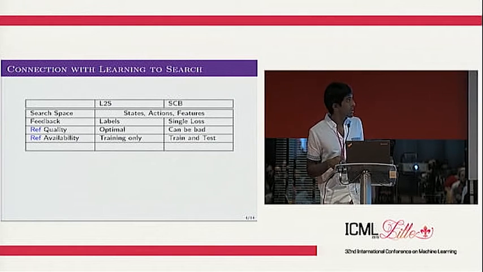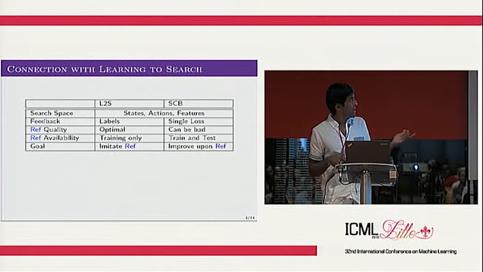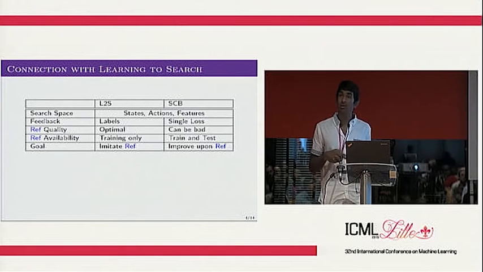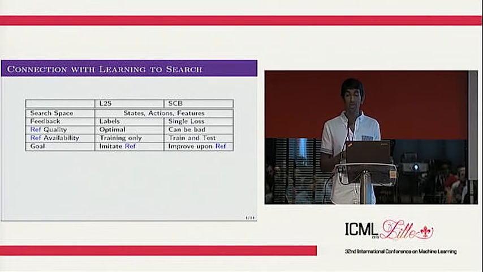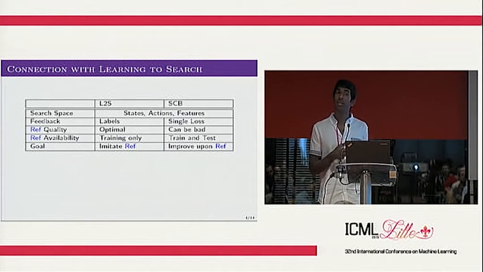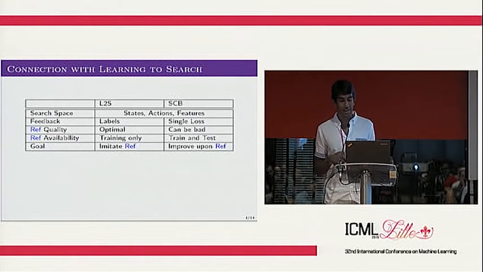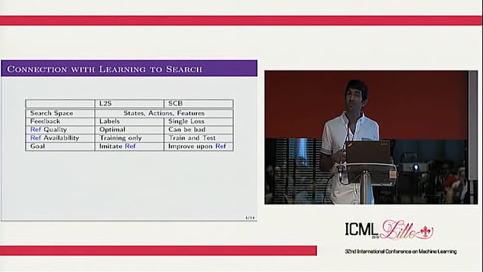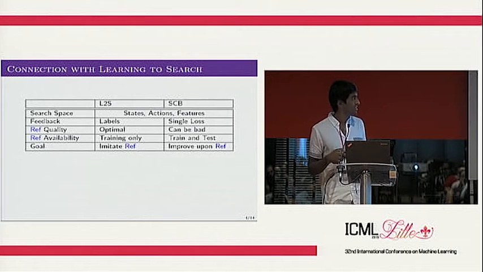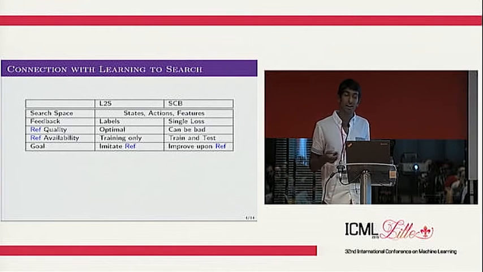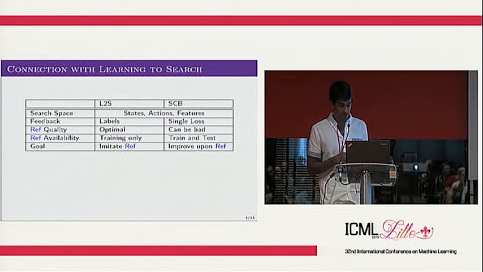And this is an important distinction because in learning to search, typically the goal is to imitate the reference because you can't run the reference at test time. And if you can imitate it without looking at the label, that's great. In structured contextual bandit, you need to improve on the reference. You can run the reference at test time. And so if you are just imitating it, it doesn't really matter. Okay, so this is one of the big distinctions. We'd like to improve on the reference.